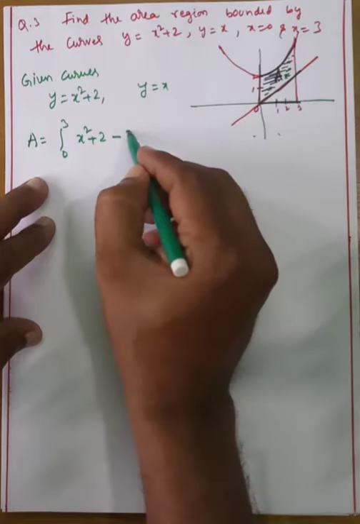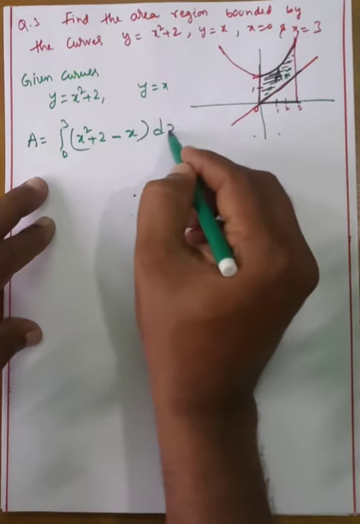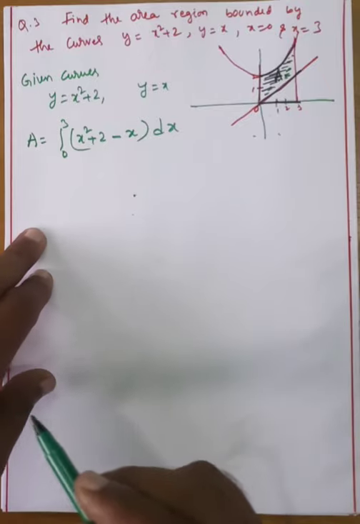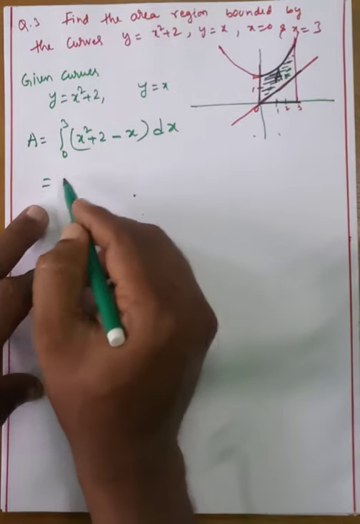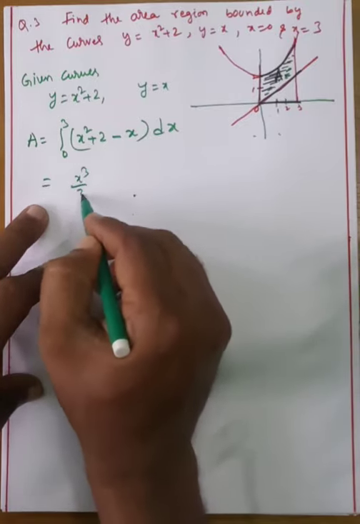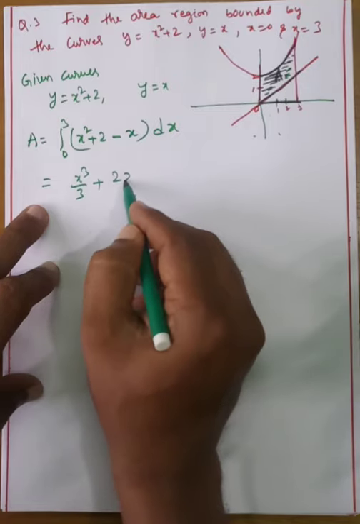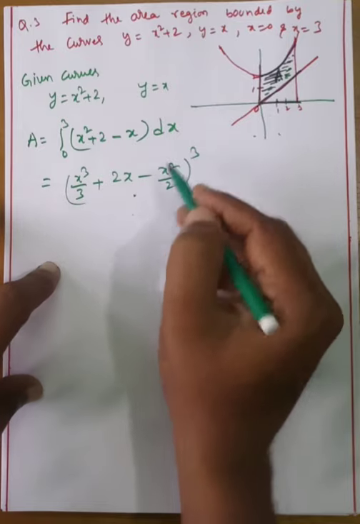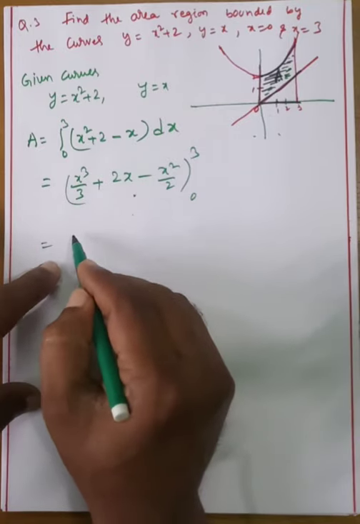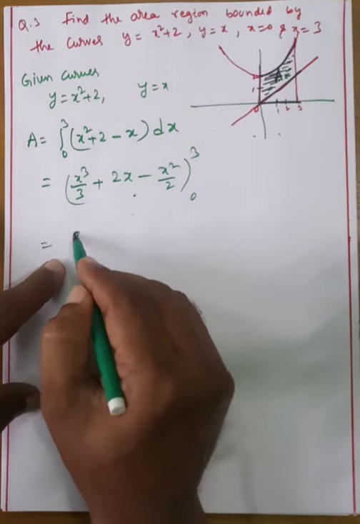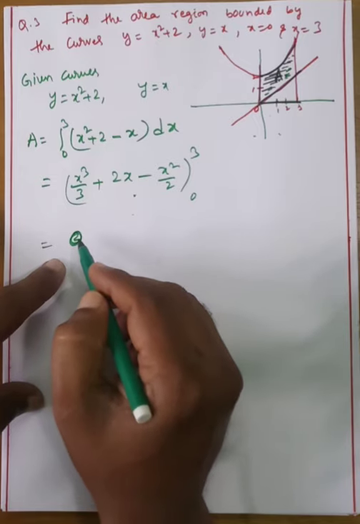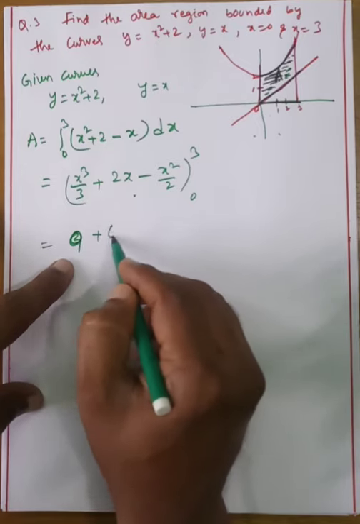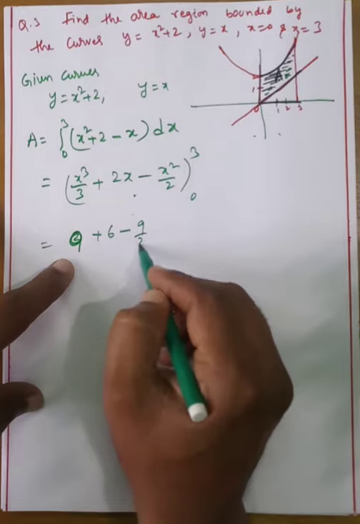Only we write the y value x dx. Have you understood or not? Integral of x square means x cube by 3 plus 2x minus x square by 2, limits 0 to 3. Upper limit is 3. 3 cube is 27 by 3 means 9. Okay, my dear students. Plus 6 minus 9 by 2.